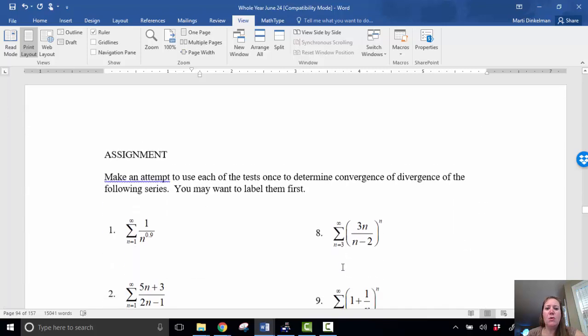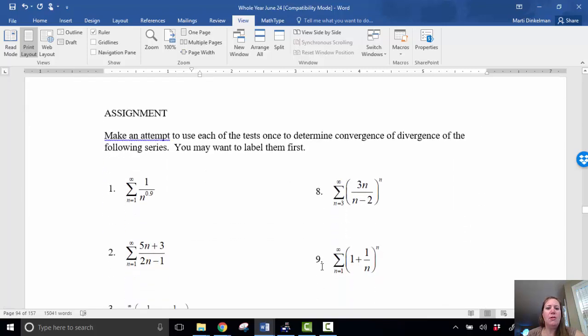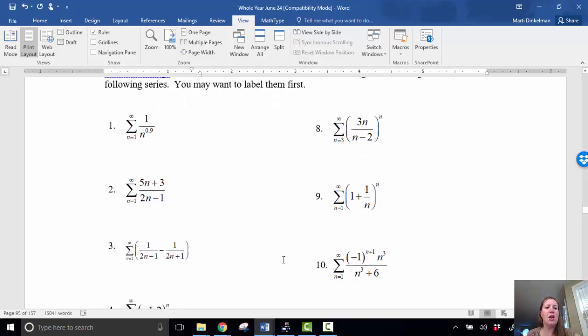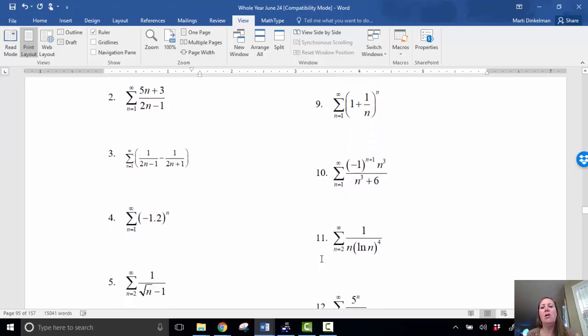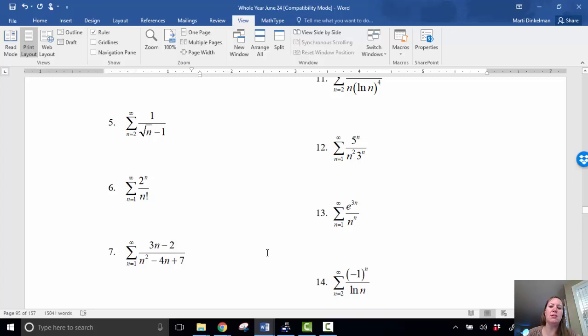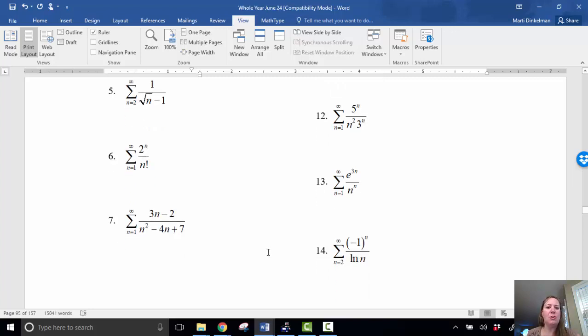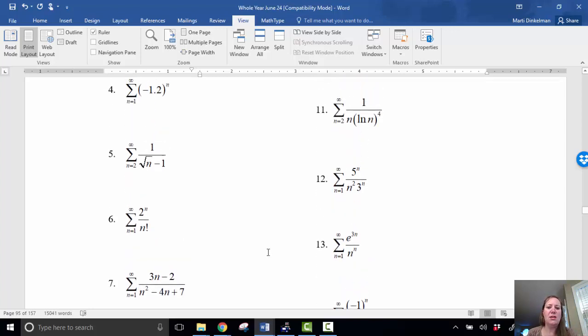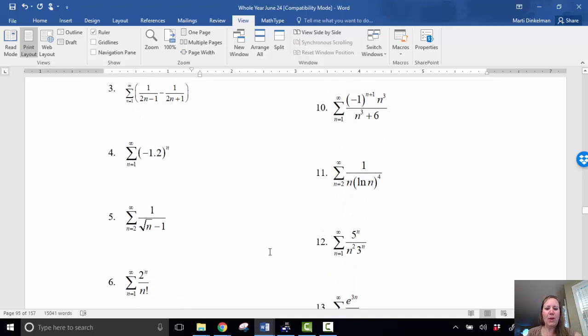Now this assignment was meant that you would pick each test at least one time. So if you've gone through here and you haven't picked one of the tests, then you need to try one. So go through here and say, oh, I think number 3 is telescoping, or oh, I think I should do a comparison here, or oh, I should do the root test here. That's what it's meant for you to do, is to pick each test at least once. Okay, get started.